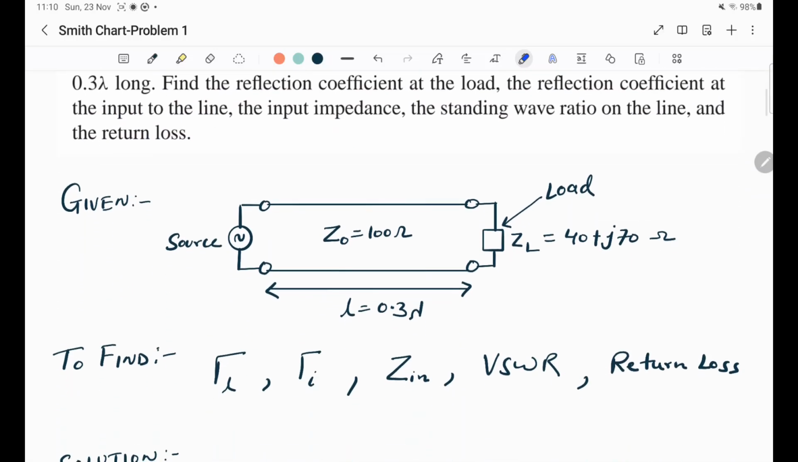So in this question, basically a transmission line is given, a parallel transmission line, whose characteristic impedance is Z0, which is equal to 100 ohm. And a load is attached, whose value is given as 40 plus j 70 ohm. And the length of the transmission line is given as L equals 0.3 lambda. And you have been asked to find the reflection coefficient at the load, the reflection coefficient at the input side, the input impedance Zin, the VSWR and the return loss.